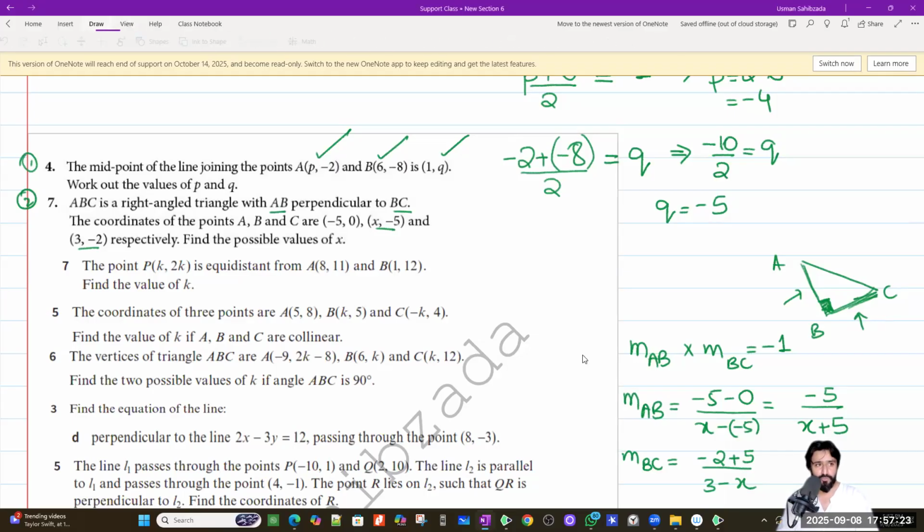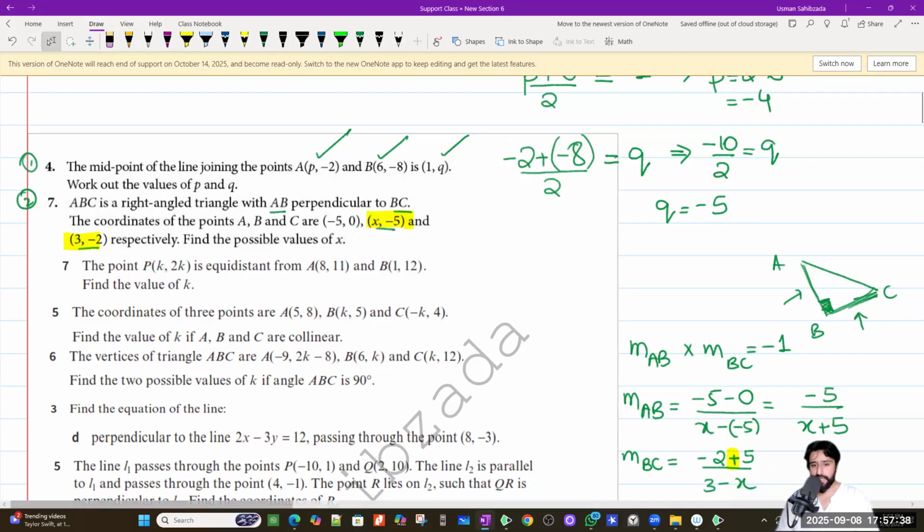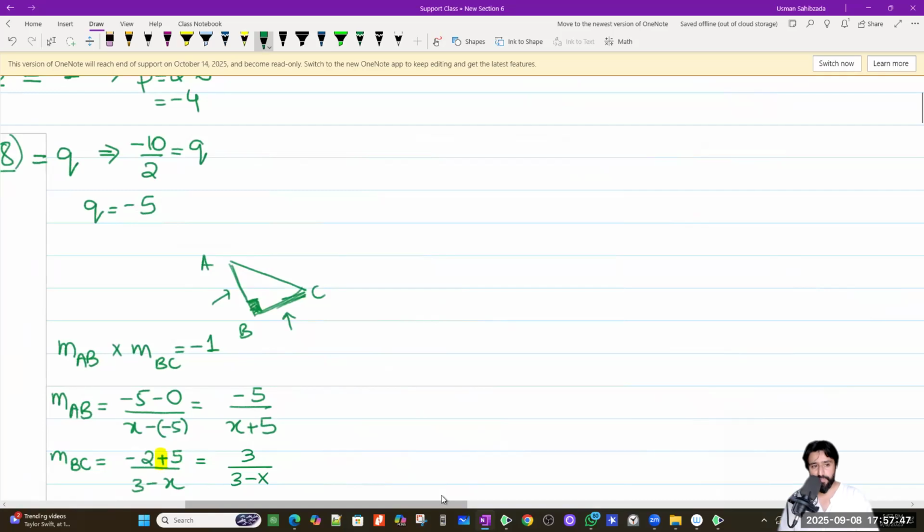Guys, जो लोग बिल्कुल सो रहे हैं मत सो भाई. Important है. Minus 2 minus minus 5 made this a plus 5. Okay? No mistakes, please. So this comes out as 3 divided by 3 minus x. So you have your gradients out and you'll just simply multiply them. So you'll say minus 5 over x plus 5 times 3 over 3 minus x equals minus 1.